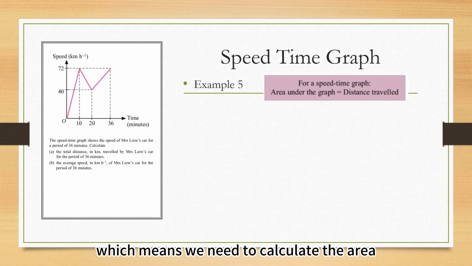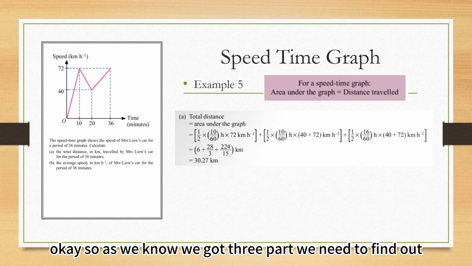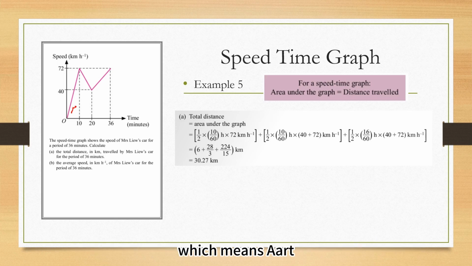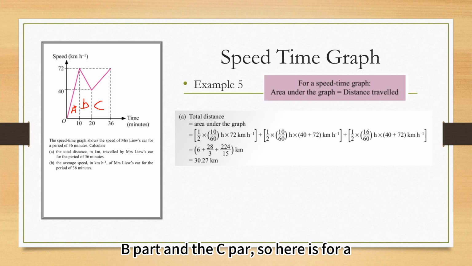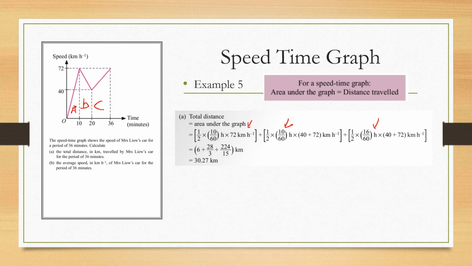We need to find the total distance, which means we need to calculate the area under the graph. As we know, we have 3 parts to find: the A part, the B part, and the C part. Here is A, B, and C.